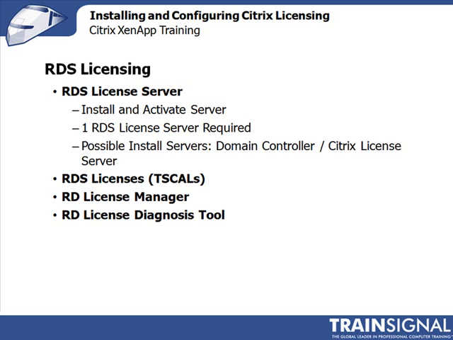We're also going to talk about the RDS licenses, which are the TSCALs. Those you would acquire typically from Microsoft or from your partner. It would be a set of serial numbers that you input into your license server, and that activates a certain amount of licenses based on what that key combination gives you. We're going to talk about the Remote Desktop License Manager, which allows you to tweak and manage your licenses, add licenses, remove licenses, and so on and so forth.